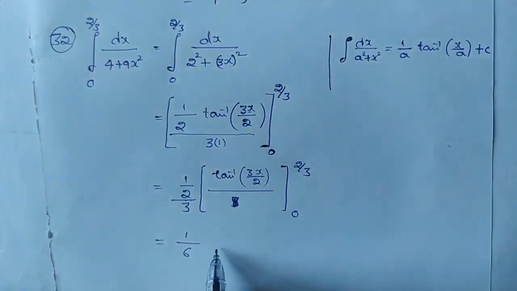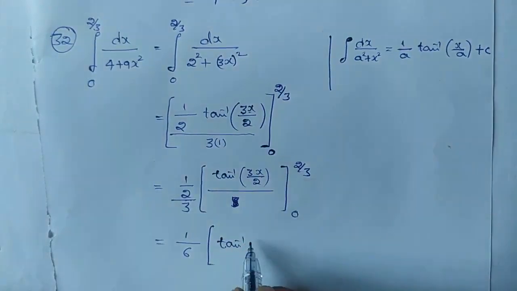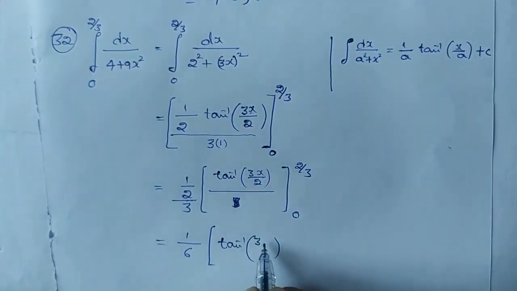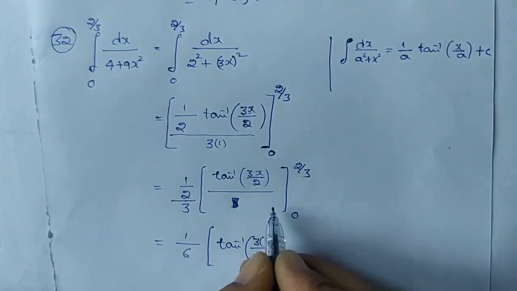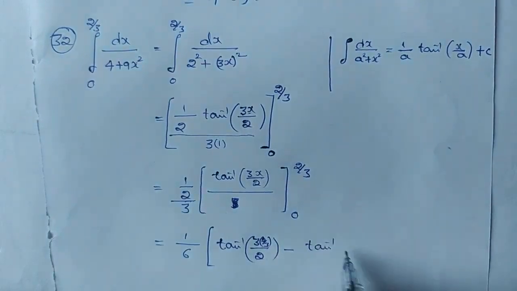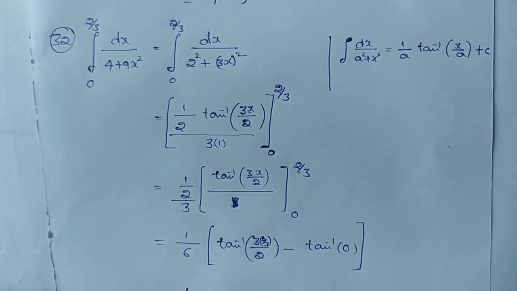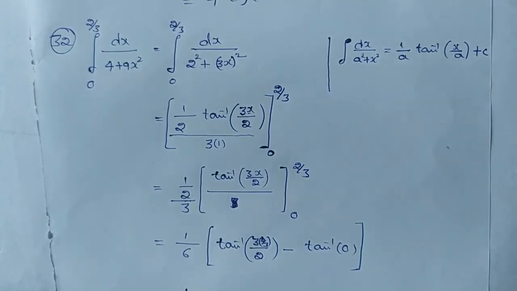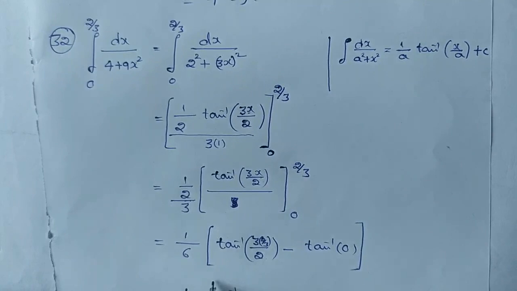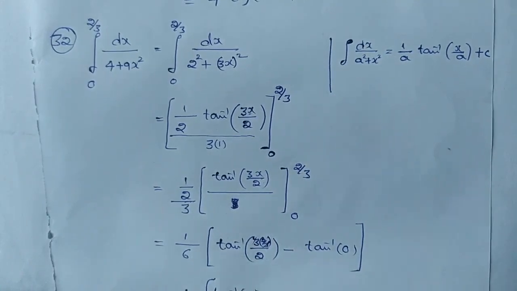Let us apply the limit: tan inverse of 3x by 2, in place of x we put 2 by 3, minus tan inverse of 0, that is tan a minus tan b. That is equal to 1 by 6 into tan inverse of, the 3 will get cancelled, 2 again will get cancelled, tan inverse 1 minus tan inverse 0.